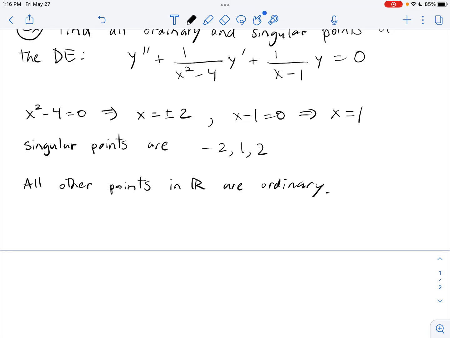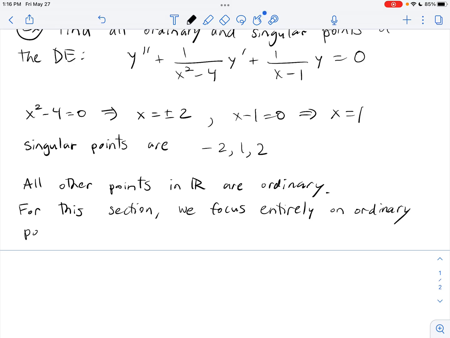Okay, so last thing to say about this. For this section, we focus entirely on ordinary points. This is important. We're always going to center our power series at ordinary points, and in fact, for every example and for every homework problem you get, the center is always going to be 0, just to make our lives simpler because they're easier to work with.